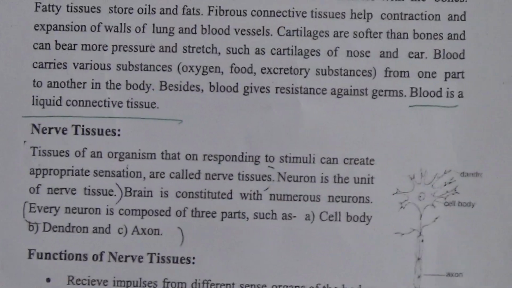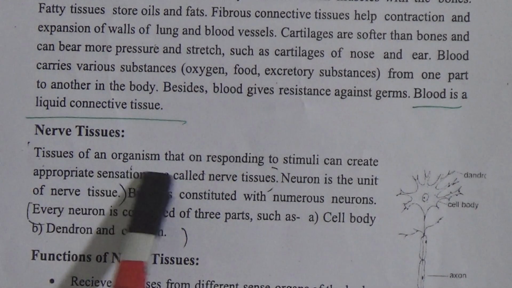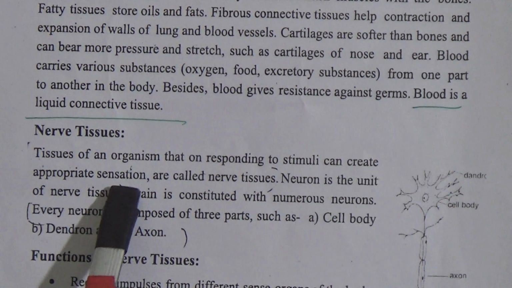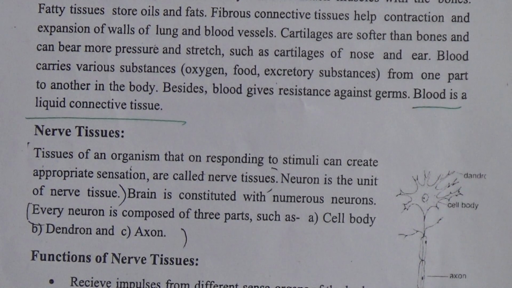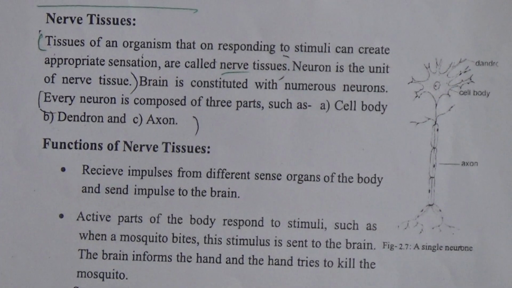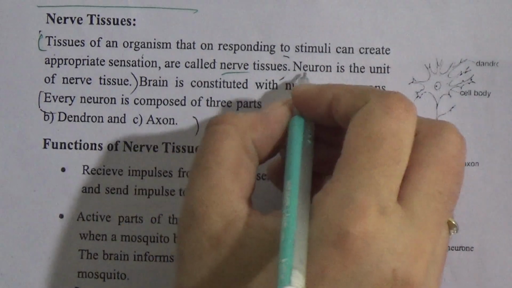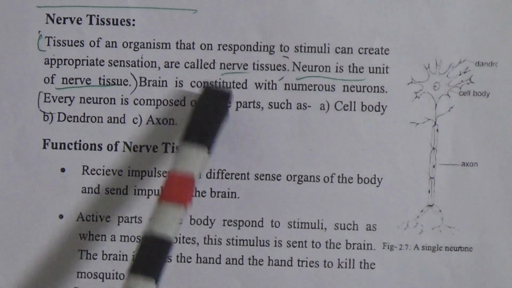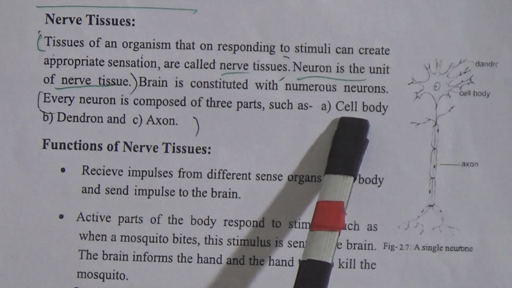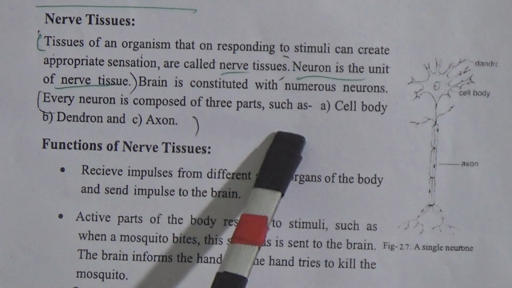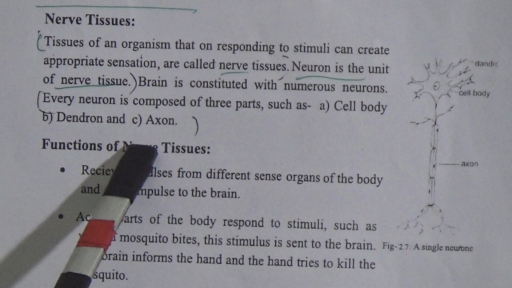Nerve tissue. Tissues of an organism that respond to stimuli and can create appropriate sensation are called nerve tissue. So, this is the definition of nerve tissue. Neuron is the unit of nerve tissue. The brain is constituted with numerous neurons. Every neuron is composed of three parts: cell body, dendron and axon.